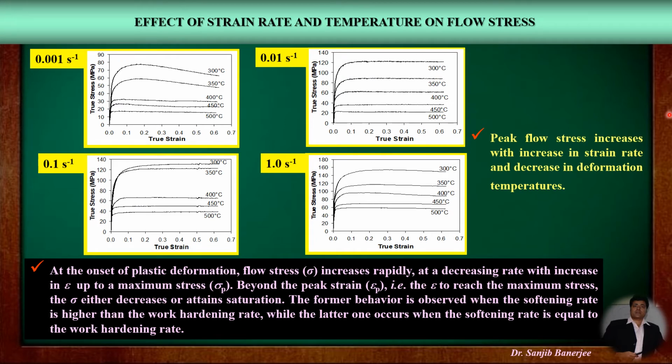As we see, we get different values of peak flow stress for different conditions of strain rates and temperatures. We can observe that the peak flow stress increases with increase in strain rate and decrease in deformation temperature. So this is our second observation. Thus, we can get an idea about the combined effect of strain rate and temperature on the flow stress or the peak flow stress values.